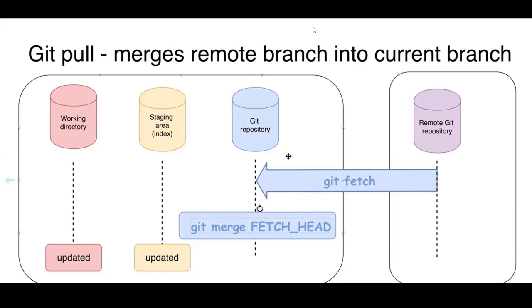In my previous session, I talked about the git fetch command. Git fetch basically fetches the branches and the commits from the remote repository to the main repository part, or we can say the working directory, staging area, or the repository. So what does the git fetch command do?